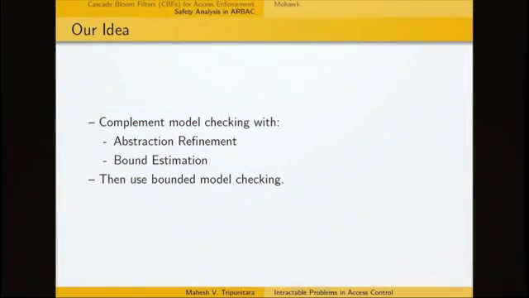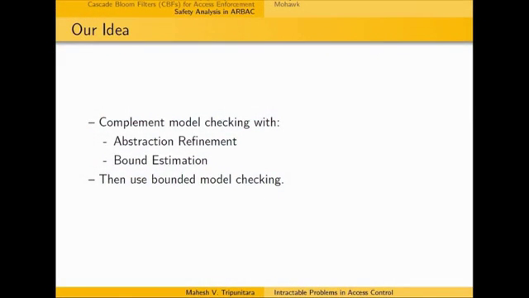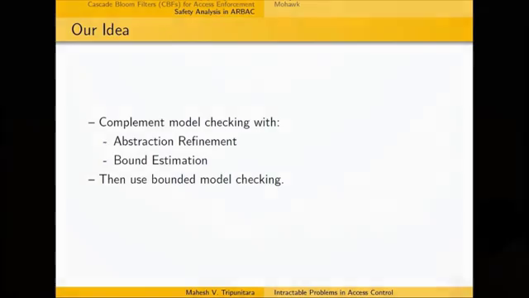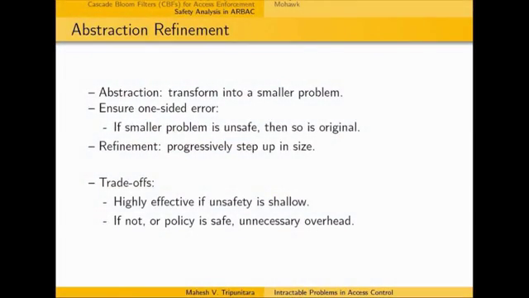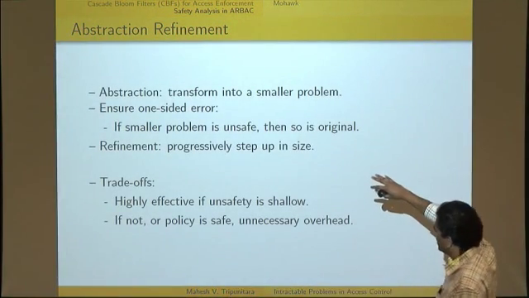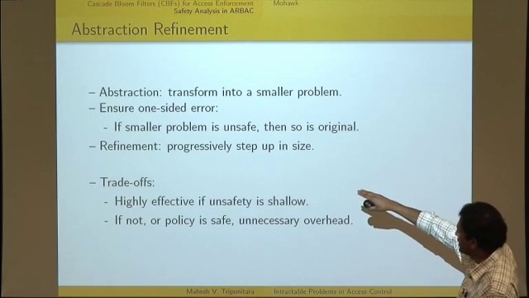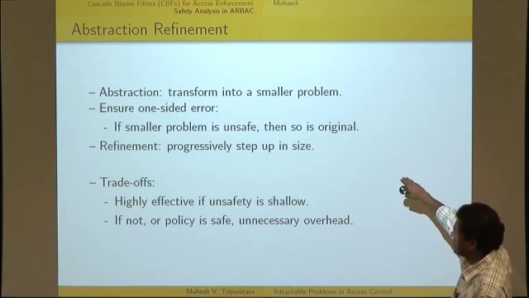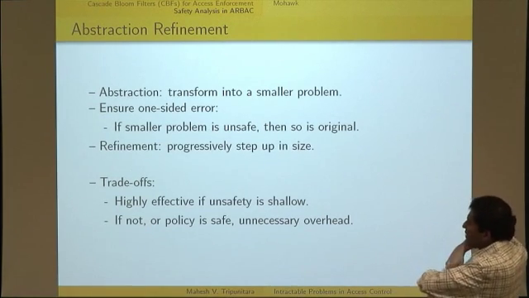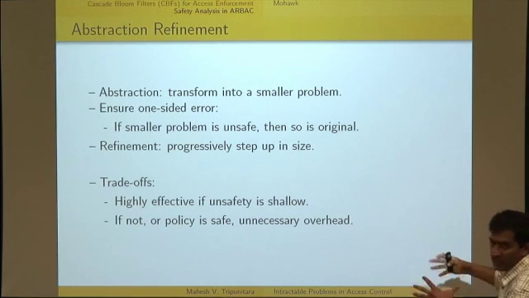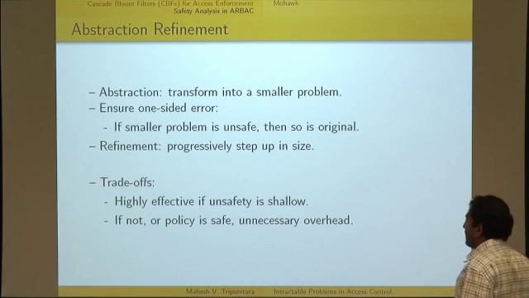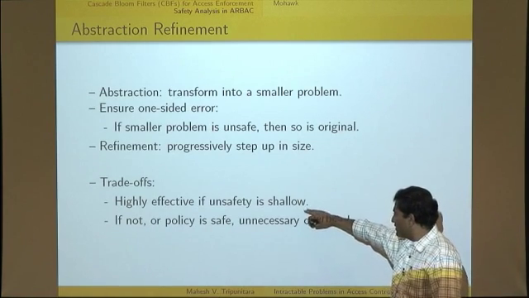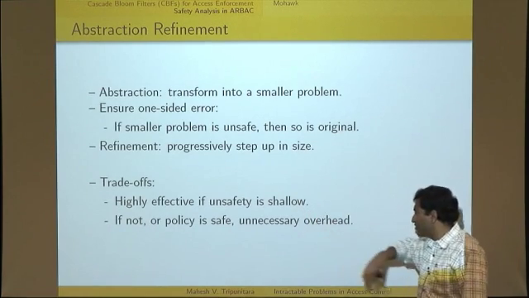So what did we do? We complemented it with abstraction refinement and bound estimation, and then we used bounded model checking. So these are domain-specific tweaks, right? Abstraction transforms the problem into a smaller one and ensures one-sided error: if the smaller problem is unsafe, then so is the original. But if the smaller one is safe, then we have to refine, meaning throw more things in. So of course it's highly effective if the unsafety is shallow.